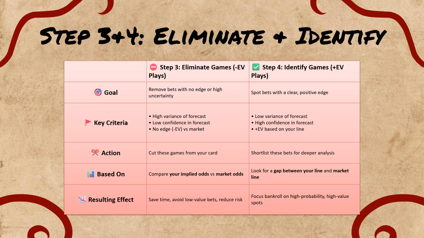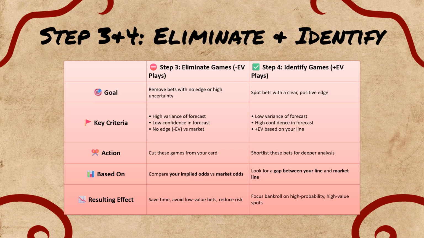You just wouldn't. Next, just like we touched on with the measurements of variance and confidence, you want to eliminate games with high variance in your forecast. If your expected outcome is all over the place, you just can't trust that prediction, which leads into low confidence. Maybe the data is shaky or the matchup is unpredictable. If you're unsure, you're going to walk away. This is not the time to fall in love with the team or narrative if the edge isn't there.